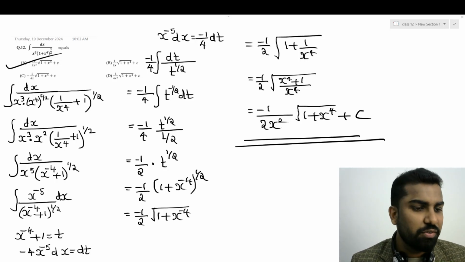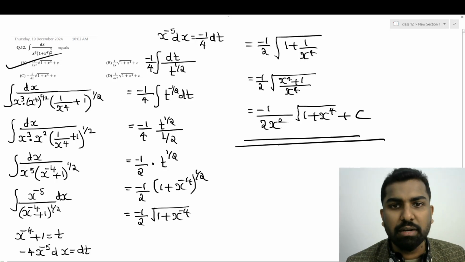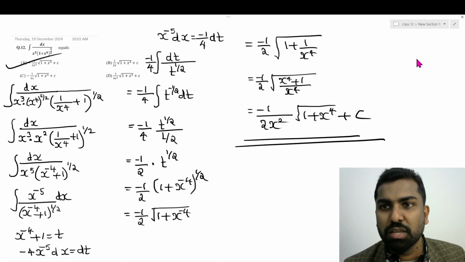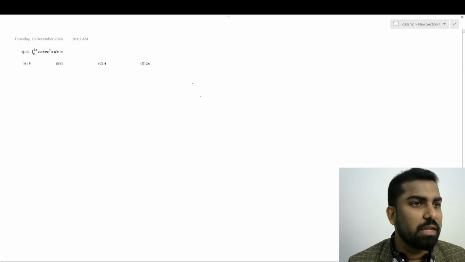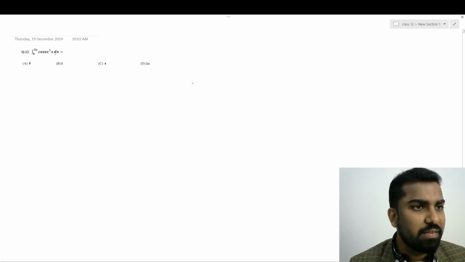Alright, now let's go for the next question. If we are checking the next question, yes, this is also from integrals, using the property of definite integral. Okay, so the question is very simple. We have to evaluate integral of 0 to 2 pi cosec to the power 7x dx.